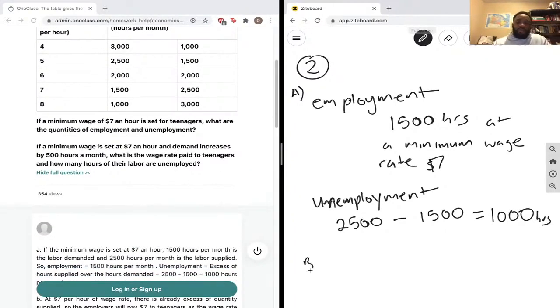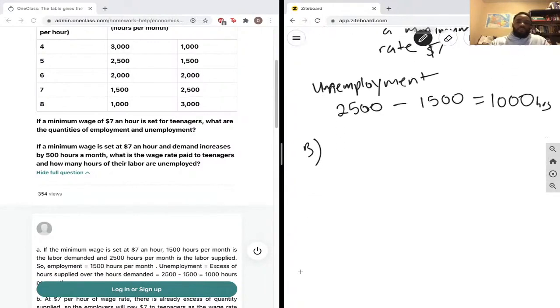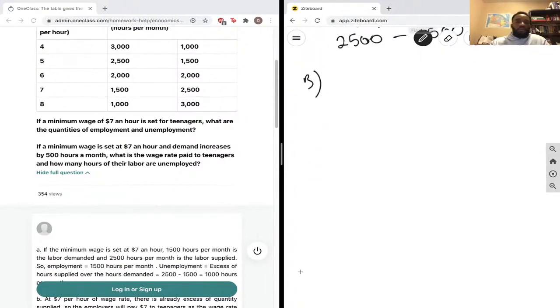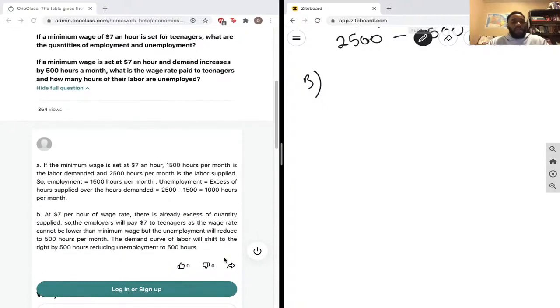And part B. If a minimum wage is set at $7 an hour and demand increases by 500 hours a month, what is the wage rate paid to teenagers, and how many hours of their labor are unemployed? So at $7 per hour, there already exists a quantity supplied, so the employers will pay the teenagers $7 as a wage rate, because it can't be lower because it's a minimum wage.